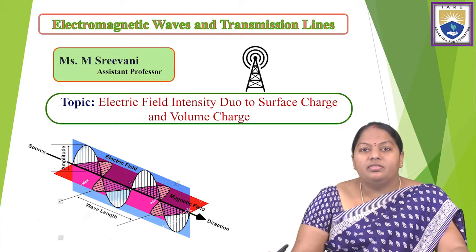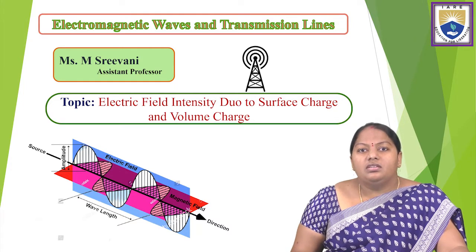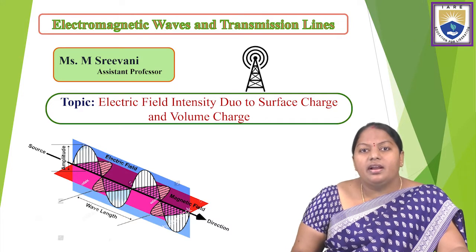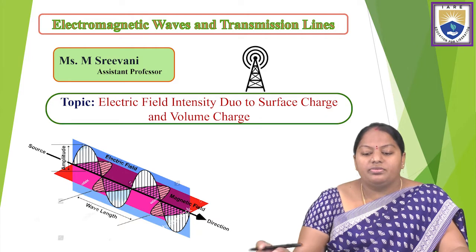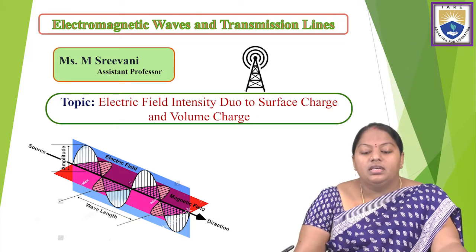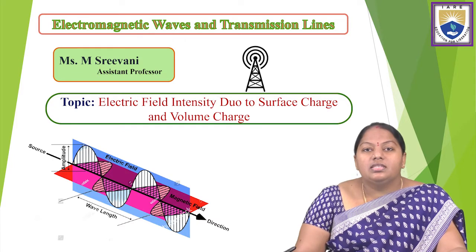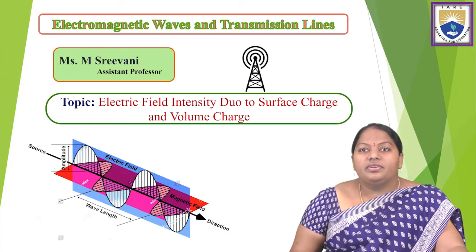So in this lecture, we are going to learn electric field intensity due to surface charge and volume charges. In the previous lecture, we learned one of the first applications of electric field intensity, due to line charge. As the continuation, the second and third applications of electric field intensity are surface charge and volume charge. So let us go for the first one, surface charge.